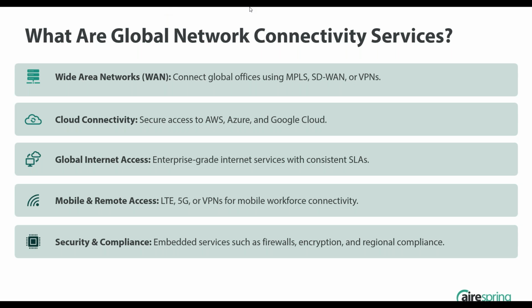Then we've got cloud connectivity. This ensures that you have secure direct access to cloud platforms like AWS or Azure or Google Cloud. And so we can provide that as well so that you're not bottlenecking to try to reach into critical apps at data centers or at your HQs. Everything's in the cloud now, so we can help with that cloud connectivity as well. Then, of course, global internet access. This is really about high performance internet that's enterprise grade, right?